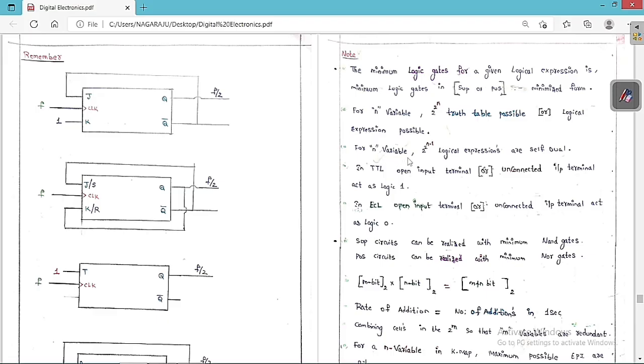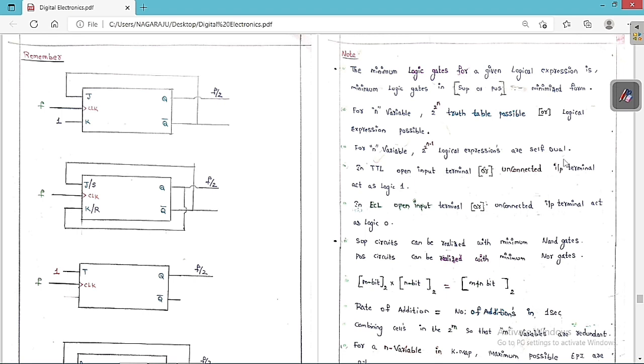The next statement is: for n variables, 2 to the power of n minus 1 logical expressions are self-dual. So out of the overall 2 to the power of n truth tables, 2 to the power of n minus 1 of these logical expressions are self-dual.